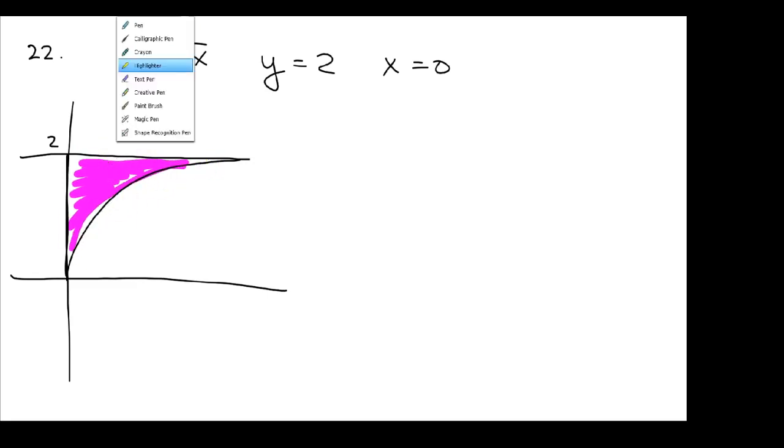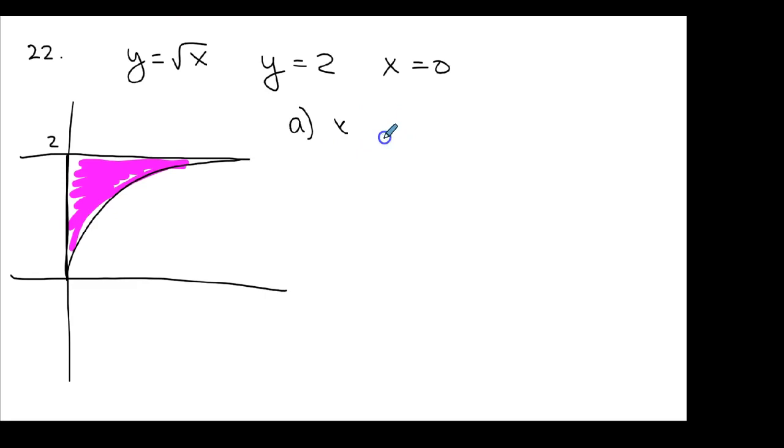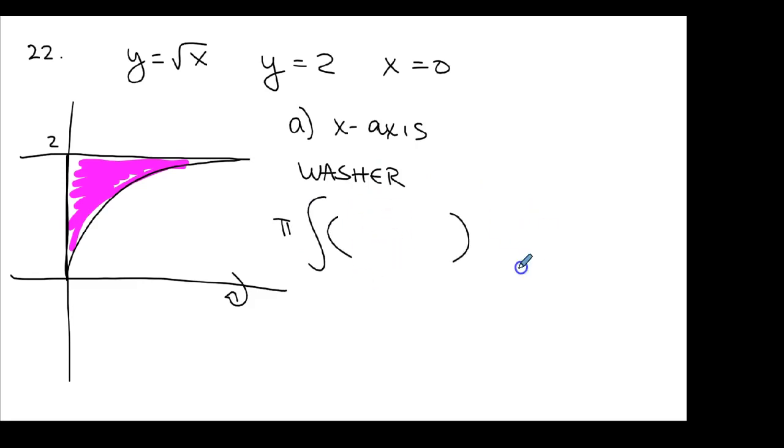And you're working with that in each part. In part A, it says to revolve about the x-axis. Disc, washer, or shell? Washer. So we need pi times the outer radius squared minus the inner radius squared.